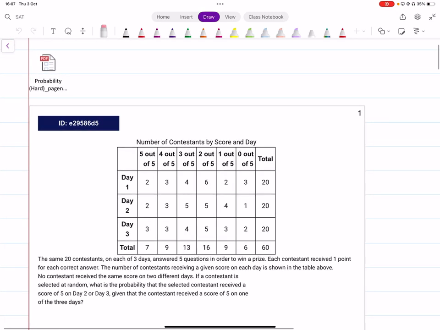Probability. Okay, let's try this now. Probability. Okay, so 1, 2, 3, 5, 6. You've asked about 5 questions from this. Let's try this.